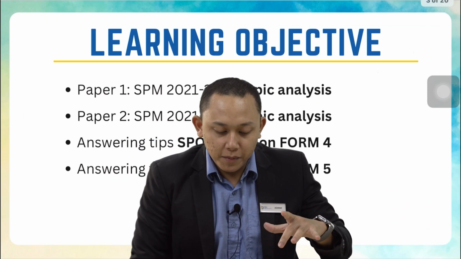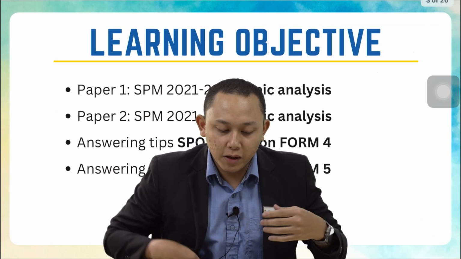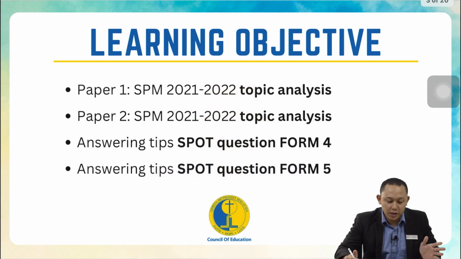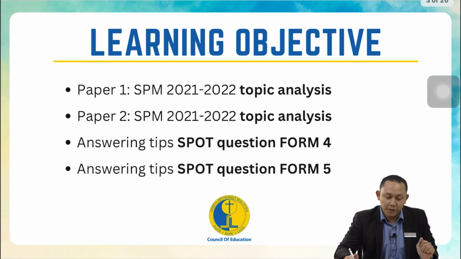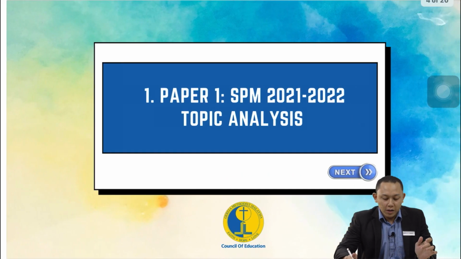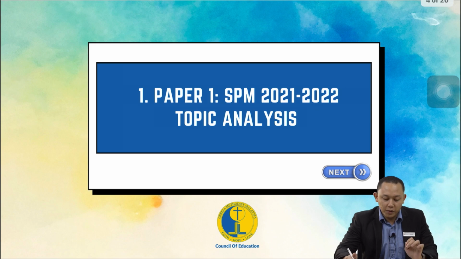Before I proceed, we're going to look at the learning objective for today. I'm going to do a little bit of analysis for paper 1 and paper 2 of previous SPM, which is 2021 and also 2022, and I'm going to pick one question from Form 4 and one question from Form 5, which is, I think, quite a famous question. Without further ado, we go for the first part, which is the analysis for paper 1.